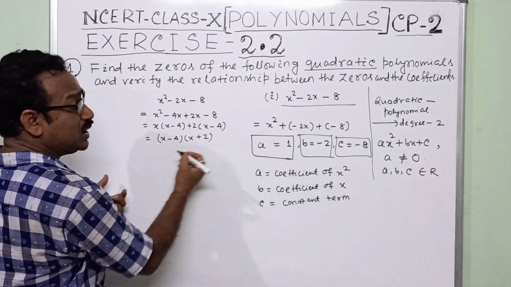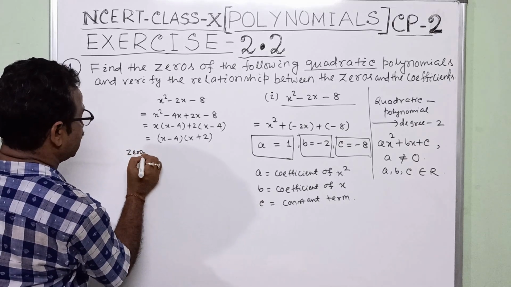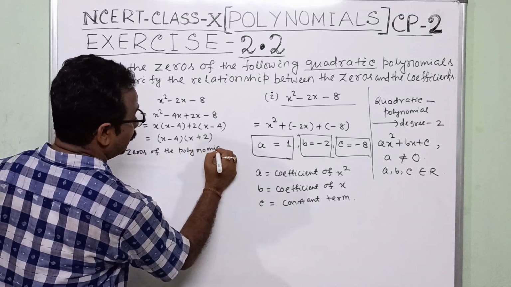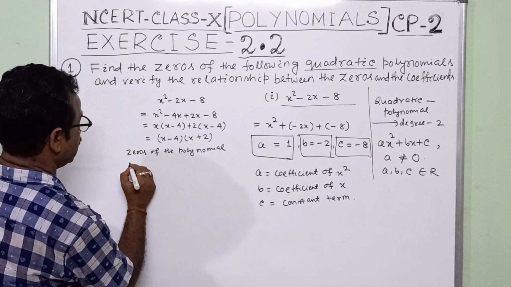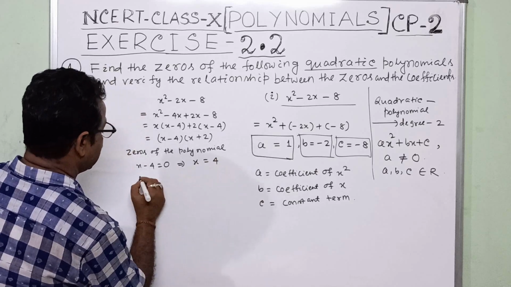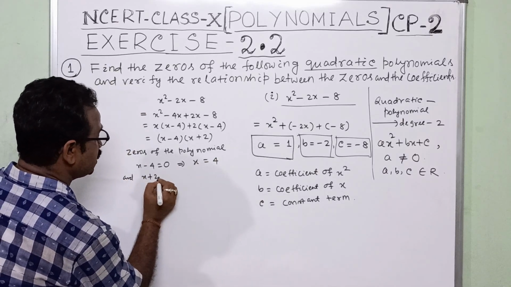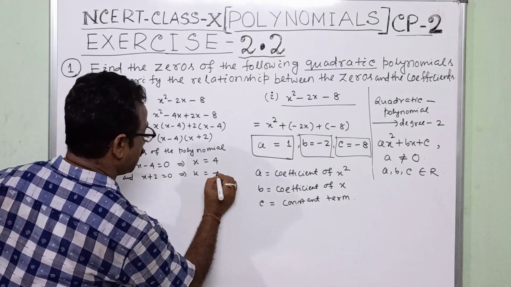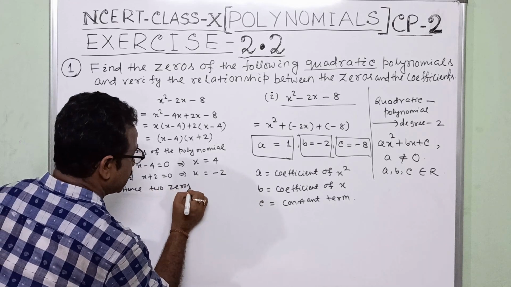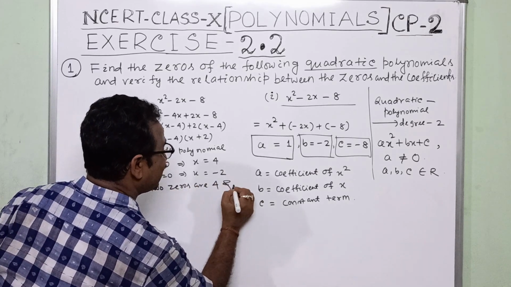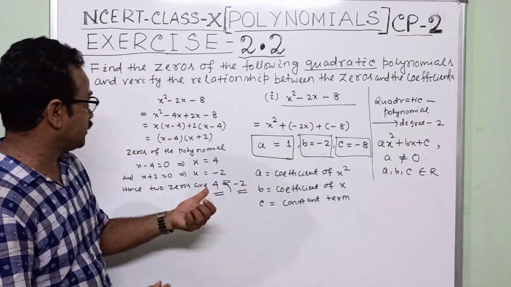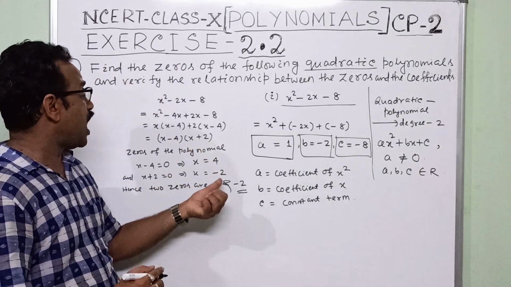If we equate it to 0, then the zeros of the polynomial: x minus 4 is equal to 0, that implies x is equal to 4, and x plus 2 is equal to 0, that implies x is equal to minus 2. Hence the two zeros are 4 and minus 2. We have obtained two zeros of this quadratic polynomial.